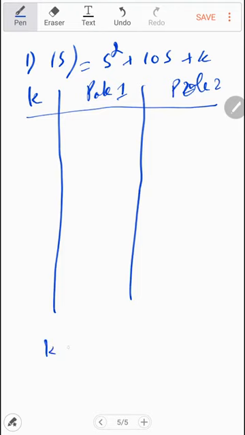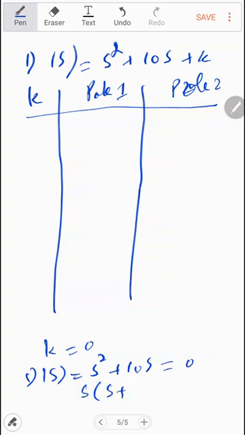Let's say that K is equal to 0. If K is equal to 0, the denominator polynomial becomes S square plus 10S plus 0, which is equal to 0, so we get the equation S times (S plus 10) equal to 0. So S is equal to 0 or S is equal to minus 10. We get these two poles. So when K is equal to 0, S will be either equal to minus 10 or equal to 0.